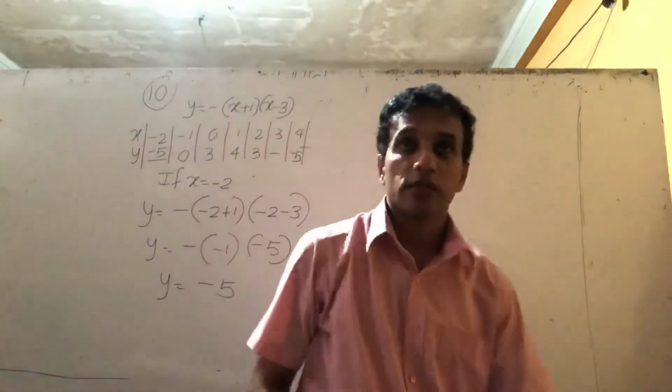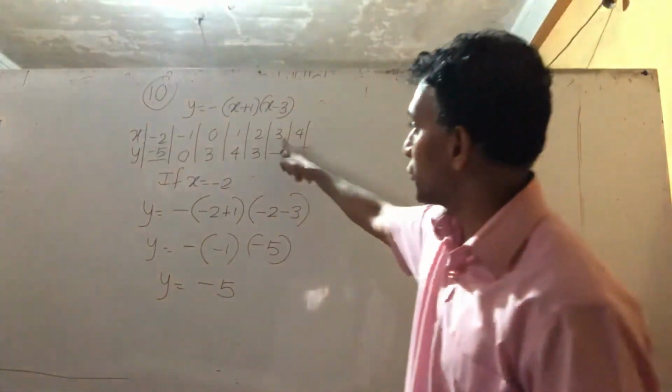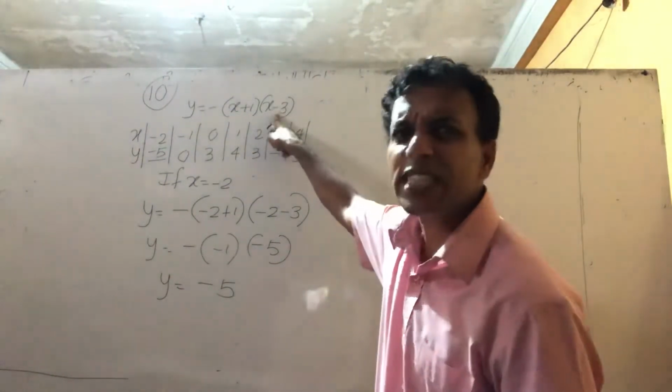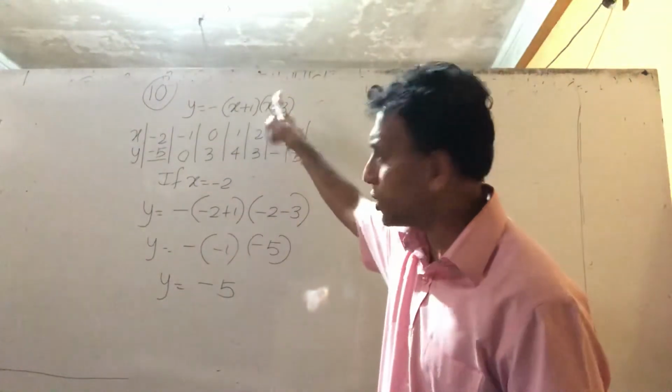Same method, try to put x for 3. You put x for 3, see 1 bracket, 3 minus 3, 0. 3 minus 3, 0. 0 into anything, 0.